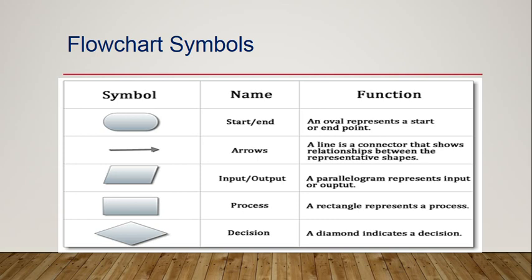Like algorithm, every flowchart has a starting point and an ending point, and this symbol represents the starting point of the flowchart as well as the ending point of the flowchart. The arrow represents the flow line. It is used to connect the symbols and indicate the flow of the logic in the flowchart.